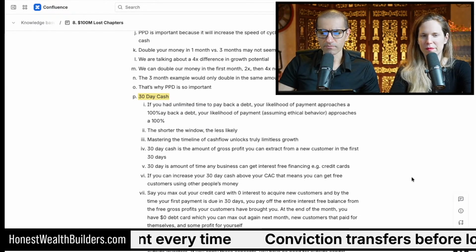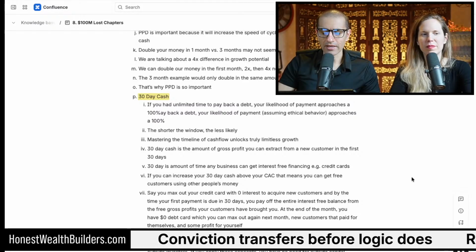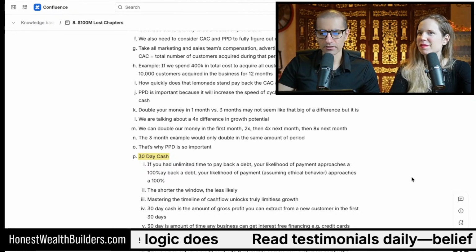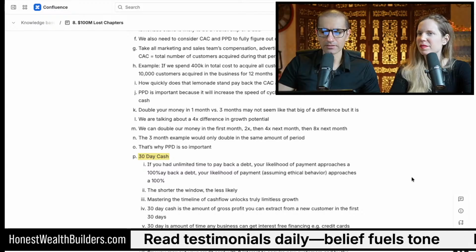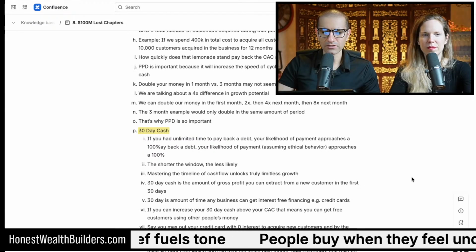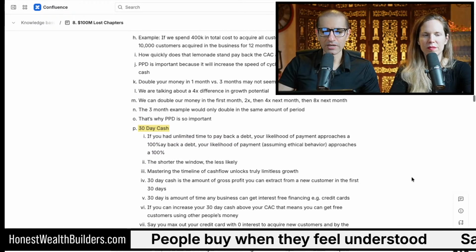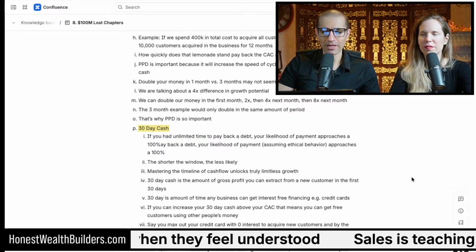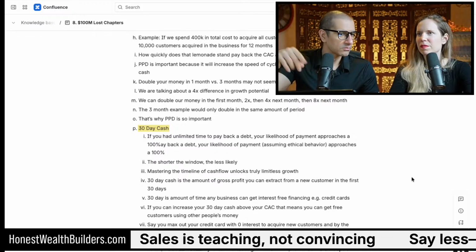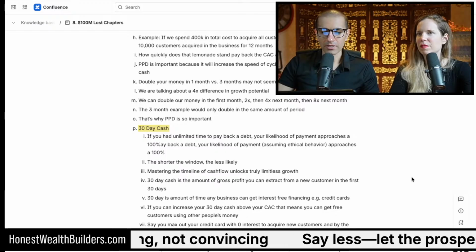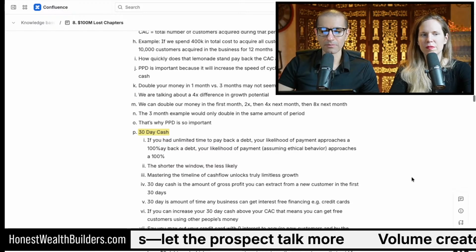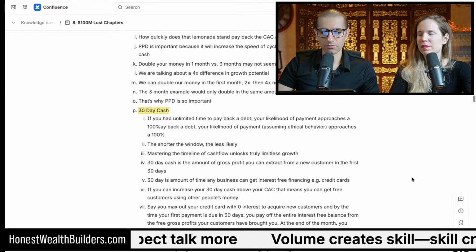So take all marketing and sales teams, compensation, advertising, and software, then divide by CAC. Oh, that's how you calculate it. How quickly does that lemonade stand pay back the CAC and start making money, aka PPD? PPD is important because it increases the speed of cycles in which you can multiply your cash. Double your money in 1 month versus 3 months may not seem like that big of a difference, but it is. We're talking about a 4x difference in growth potential. We can double our money in the first month, 2x, then 4x next month, and then 8x the next month. The 3-month example would only double in the same amount of time.